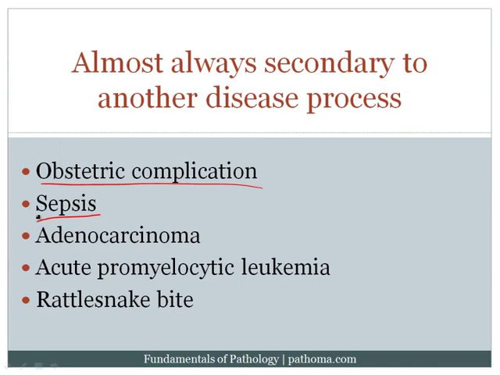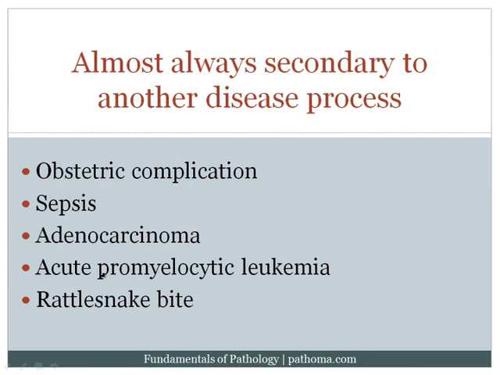Adenocarcinoma can result in DIC, especially if it's metastatic. Again, the idea here would be that the mucin from the adenocarcinoma could activate the coagulation cascade. And acute promyelocytic leukemia is another classic example. In acute promyelocytic leukemia, remember that the cells are loaded with primary granules, and sometimes those primary granules coalesce to form Auer rods.